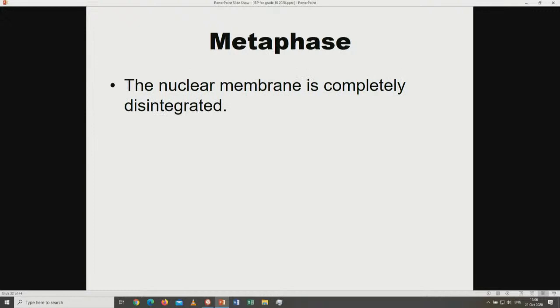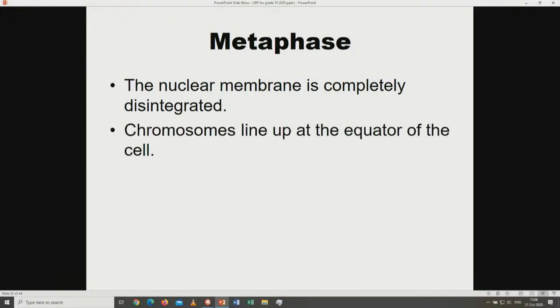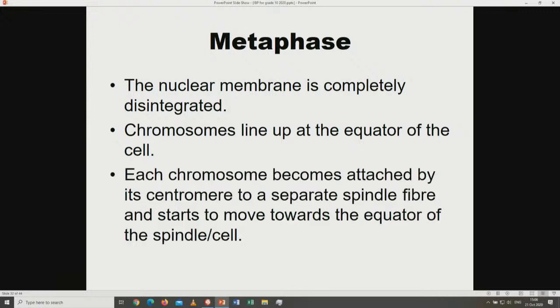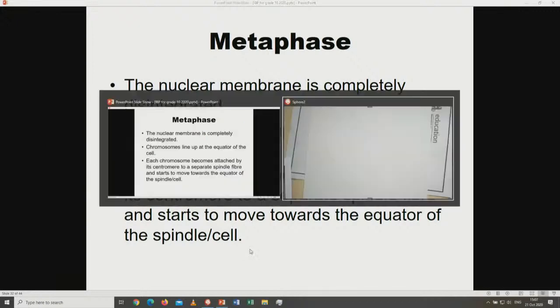In metaphase, the nuclear membrane is completely disintegrated, and the chromosomes line up at the equator of the cell. Each chromosome becomes attached by its centromere to a separate spindle fiber, and starts to move towards the equator of the spindle or of the cell.